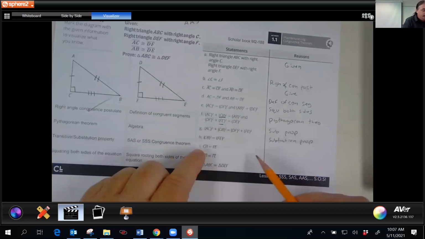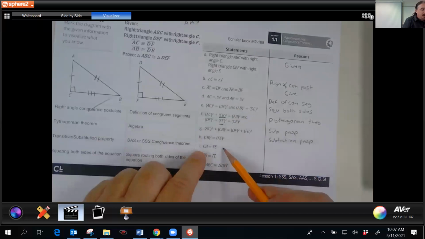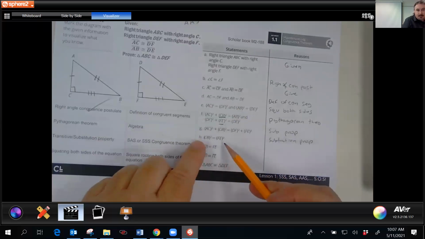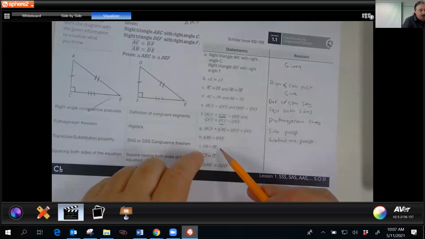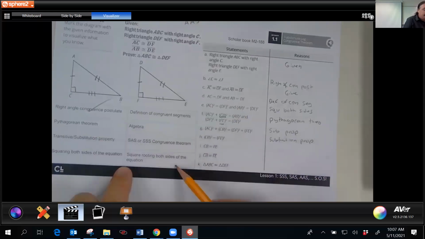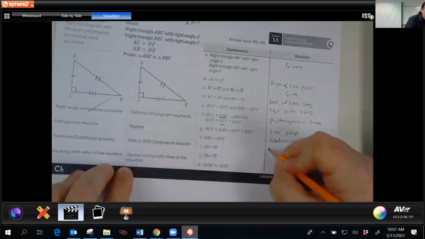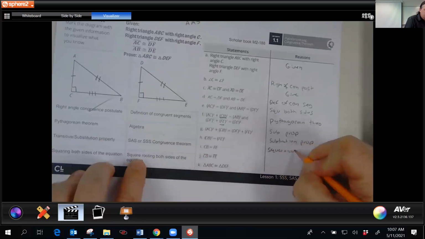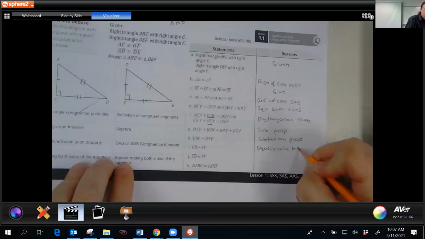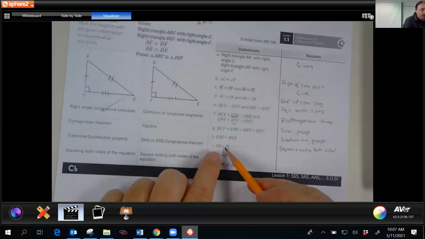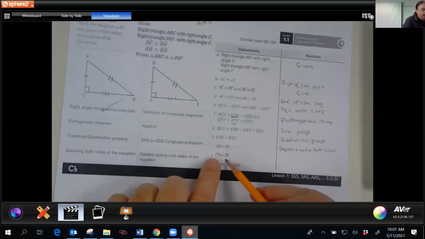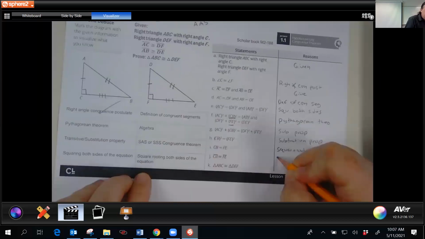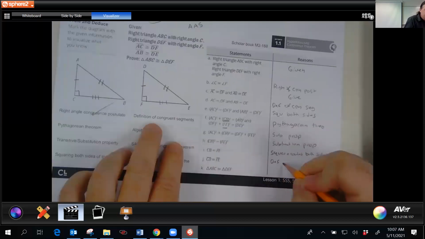All right, here, what's changed? Well, it looks like the only way that we can go from a squared segment to an unsquared segment is if we square rooted both sides. And then notice how we go from an equal to a congruent. That is our definition of congruent segments.